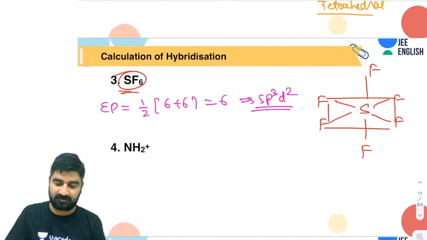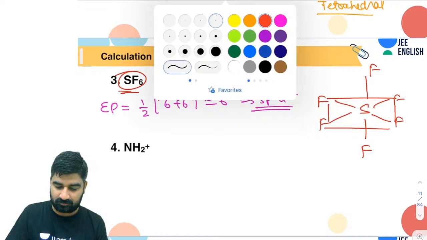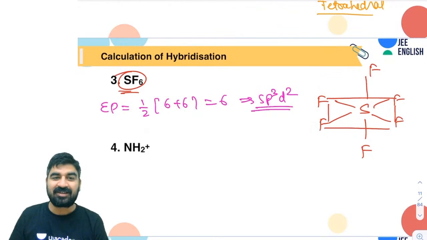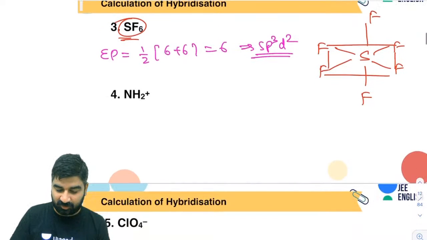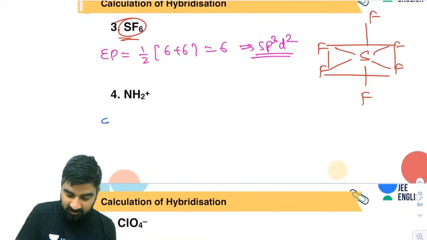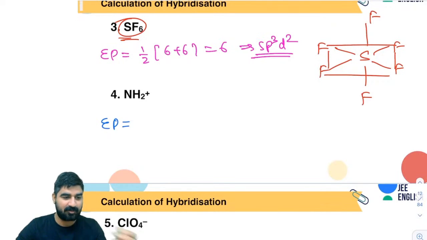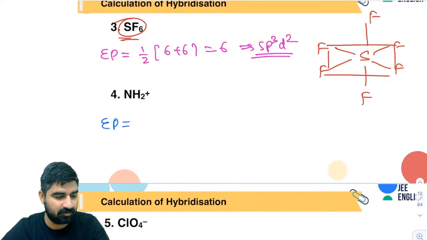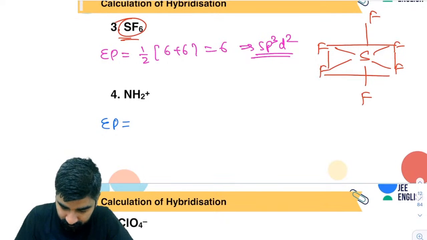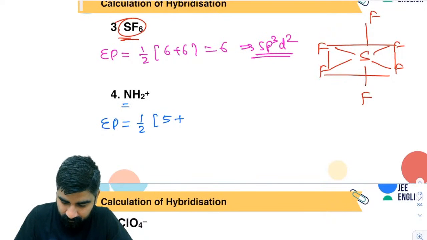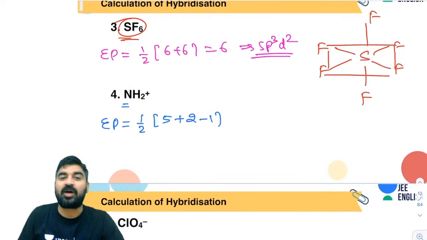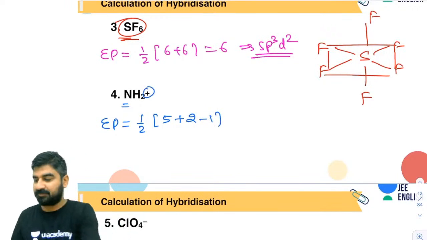Now we have this. Right? Now calculate the hybridization for it. Write the electron pair, guys, and write down in the chat box. Be fast. Why -1? Because it is having +1.